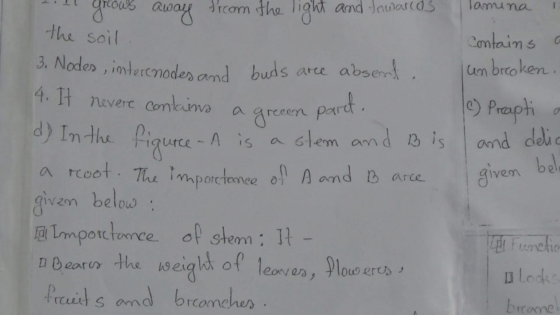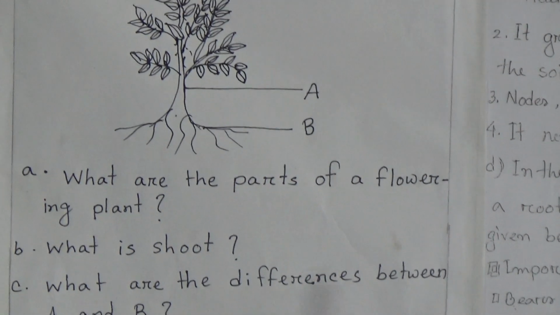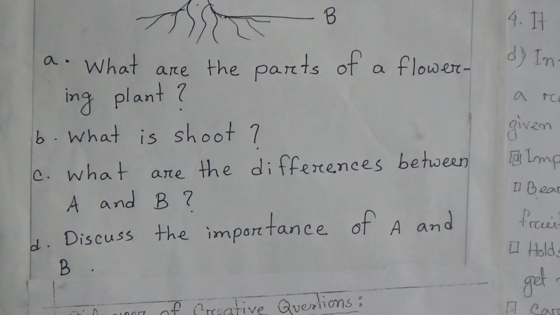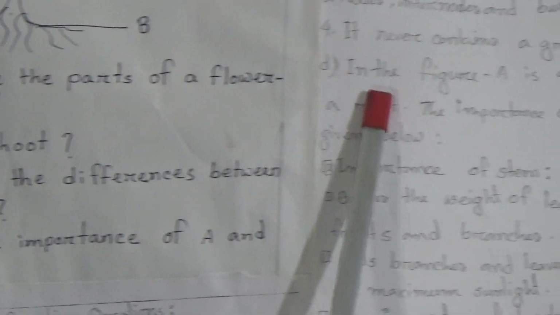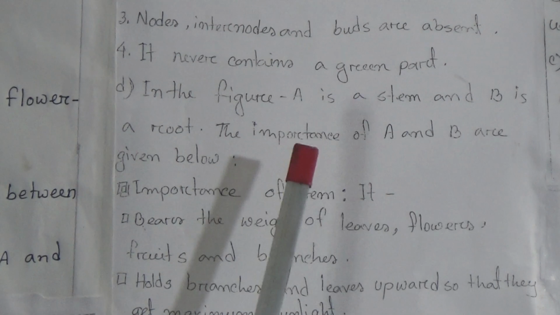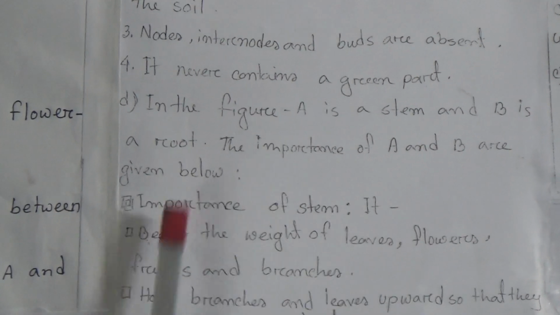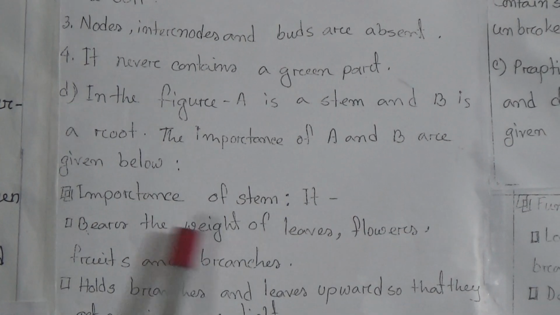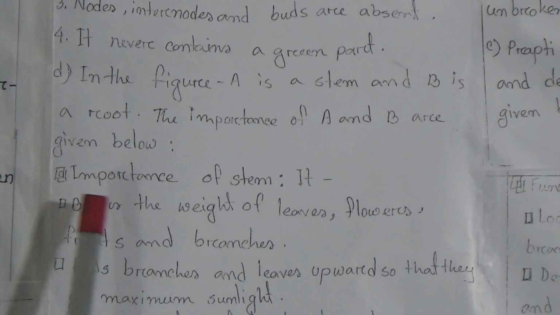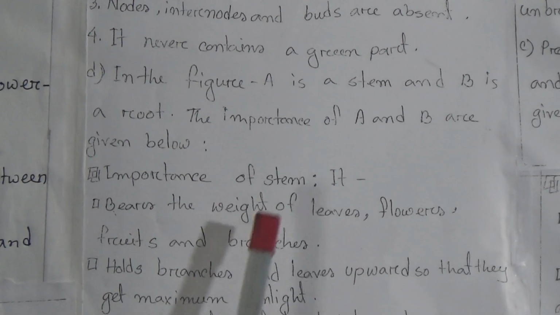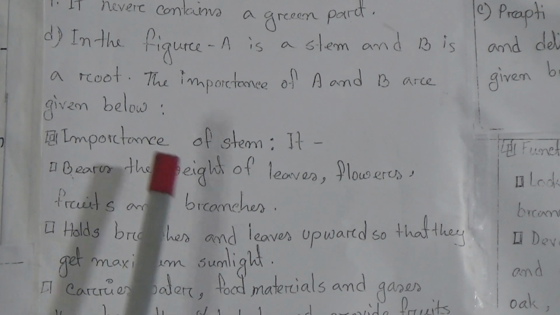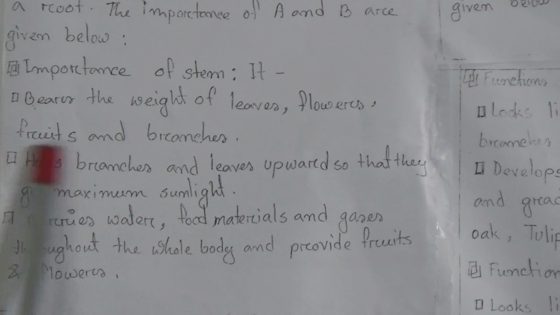Dear students, now come to question number D. Discuss the importance of A and B. That means we have to discuss the importance of stem and root. In the figure, A is a stem and B is a root. The importance of A and B are given below. At first, we will discuss the importance of stem. Number 1, stem bears the weight of leaves, flowers, fruits and branches.